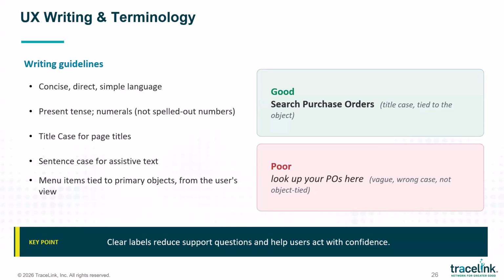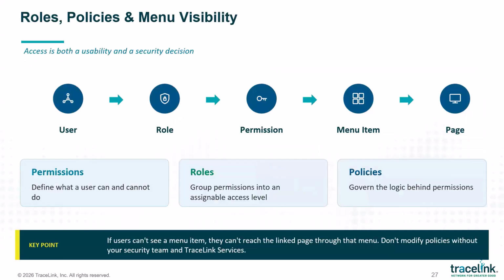The key takeaway is that terminology changes should make the user experience clearer, not just different. Clear words help users understand where they are, what they can do, and what action they should take next. Last topic, roles, policies, and menu visibility. I want to frame this as both a usability decision and a security decision.